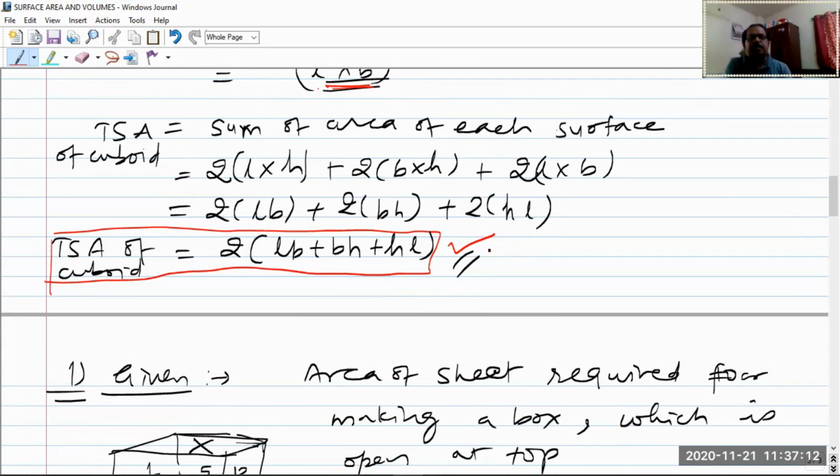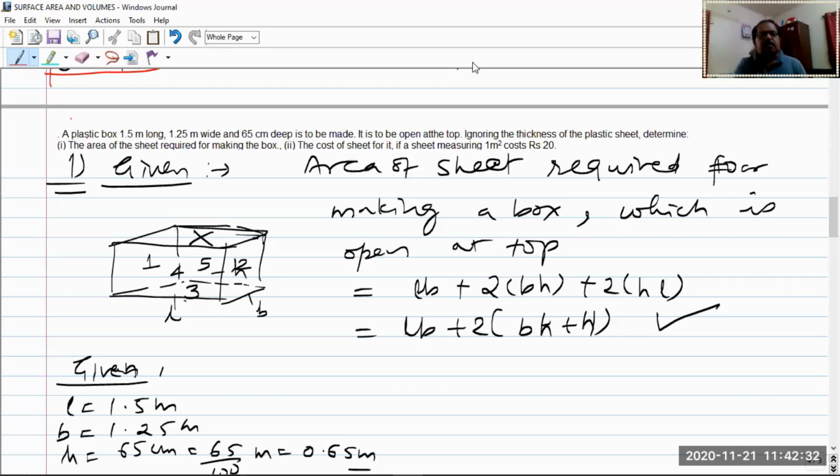Let's see the examples. The first example we have taken. So students, here we have the first example. A plastic box 1.5 meter long, 1.25 meter wide and 65 centimeter deep is to be made. It is to be open at the top.